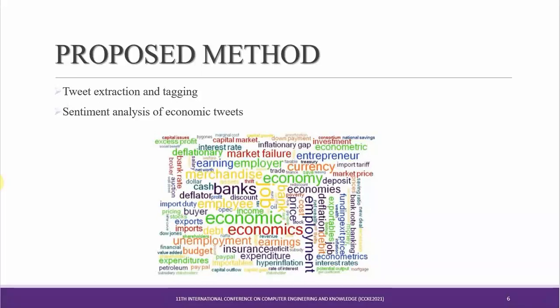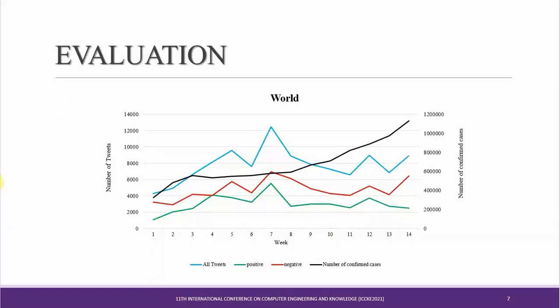This figure shows the frequency of economic tweets, sentiment analysis results, as well as statistics of confirmed patients for the whole world. The official confirmed cases are obtained using the Coronavirus Resource Center of Johns Hopkins University and Medicine. In the 7th week, the chart of the frequency of tweets has a peak in which the number of negative tweets is more than the number of positive tweets.